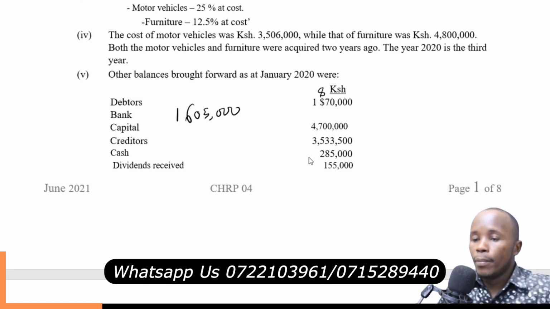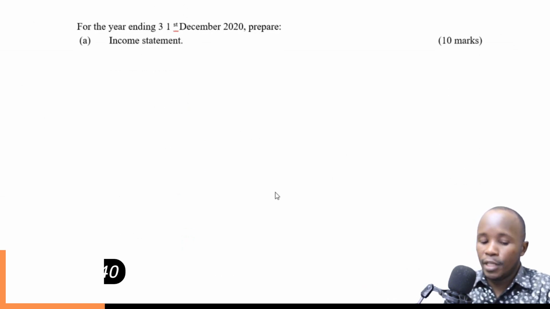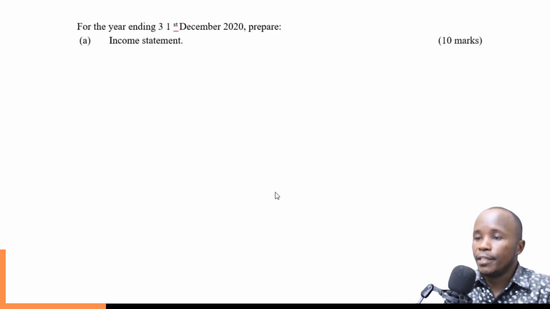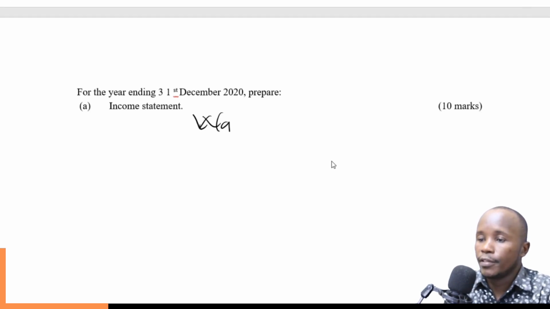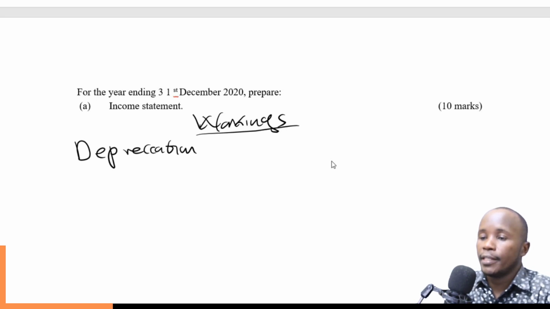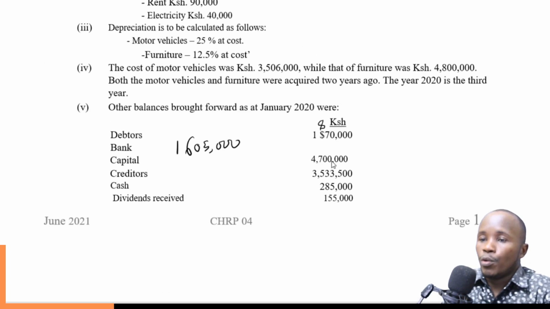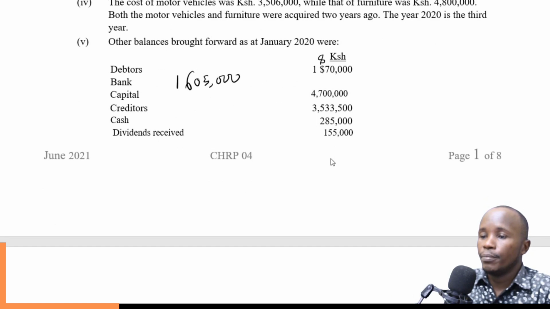Now, we are required to come up with the income statement. But before we get to our income statement, we need to do some workings. The first we shall look for is depreciation. We are told from the question that motor vehicle and furniture were depreciated at cost. So we need to look at their cost values, then multiply by the rate of depreciation.